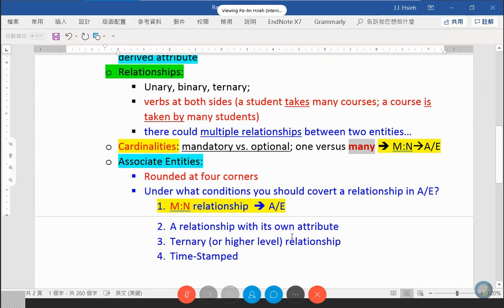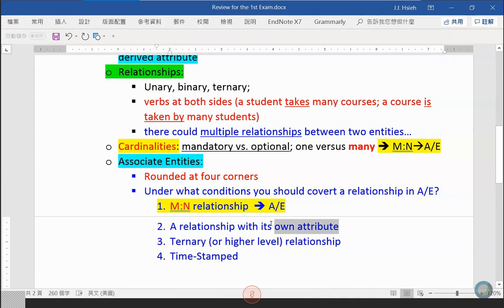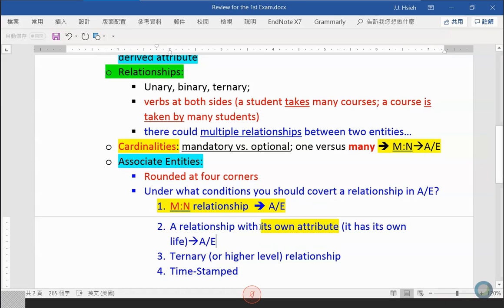And then the second situation in which you convert a relationship into an associate entity is when a relationship has its own attributes. That means it has its own life. So that's why you need to make an associate entity. This is the second situation where you want to convert a relationship into an associate entity. I'll show you a diagram later.